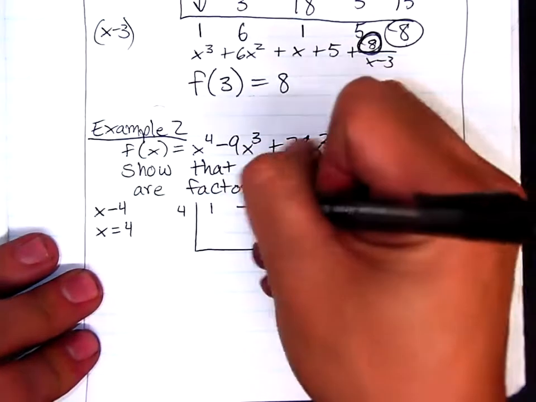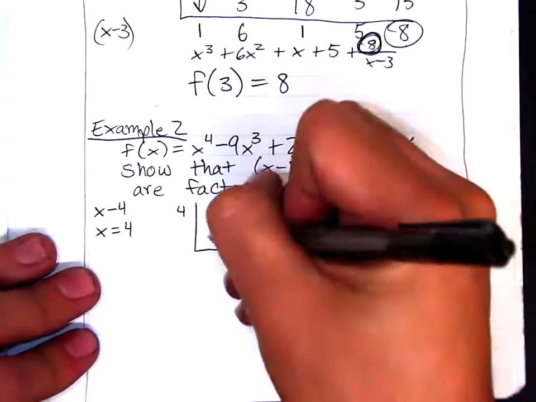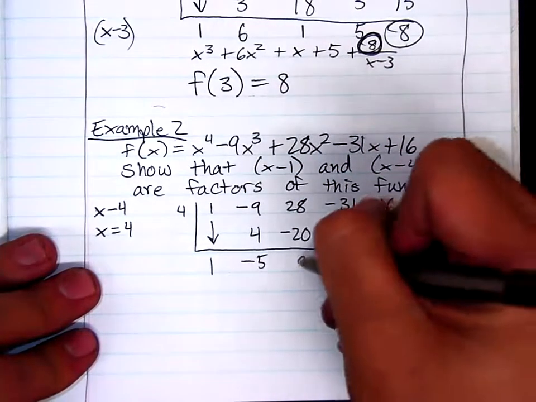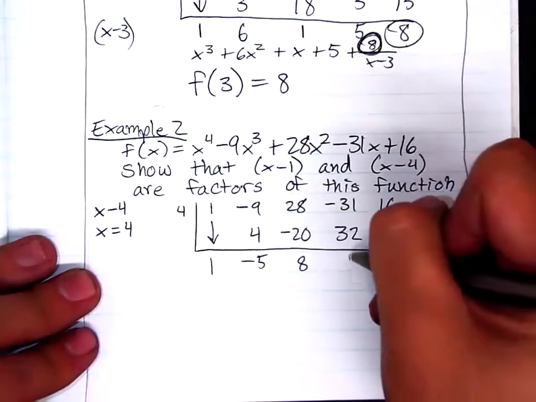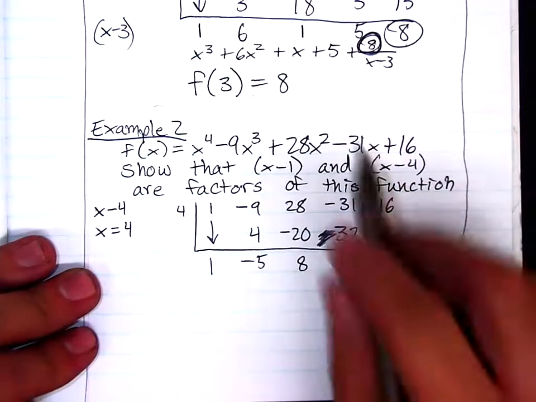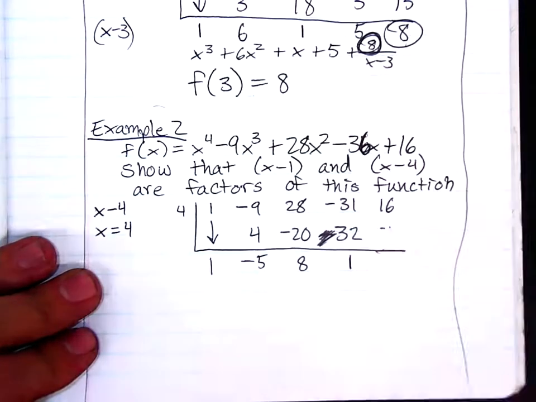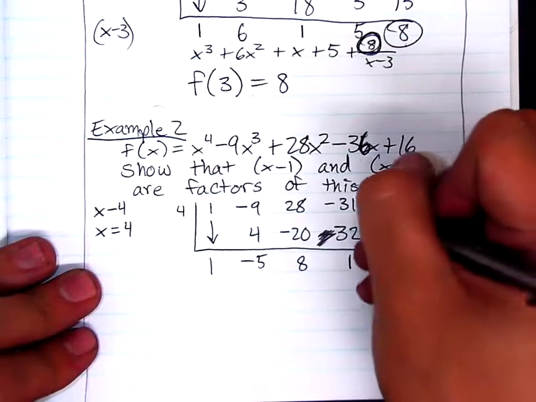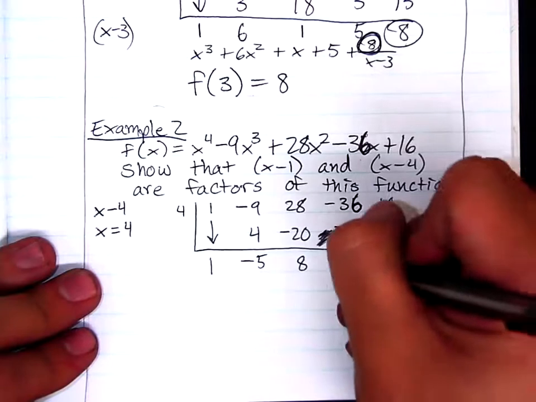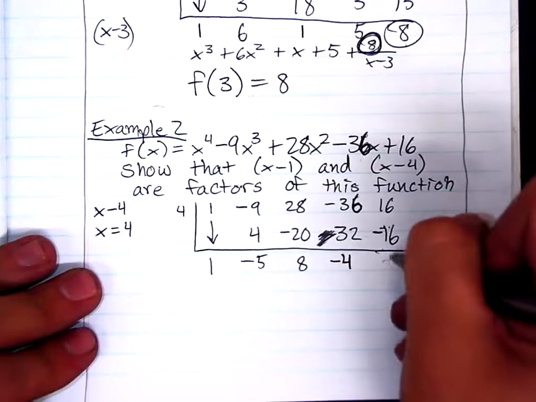I have 1, negative 9, 28, negative 31, and 16. So here, bring down the 1, multiply, I get a 4, negative 5, multiply, I get a negative 20, 8, 32, that'll be 1, and then let's actually, negative, sorry, I just realized this actually is 36, let's make that a lot easier for us. So minus 36x right there, and let's fix that over here. So negative 36 plus 32, that will give us negative 4. There we go. That's going to work much better. 4 times negative 4, negative 16, and that will give us 0.